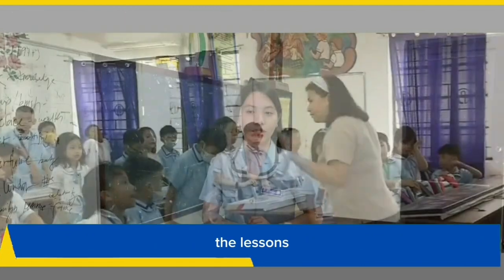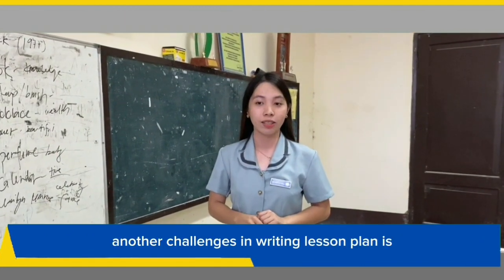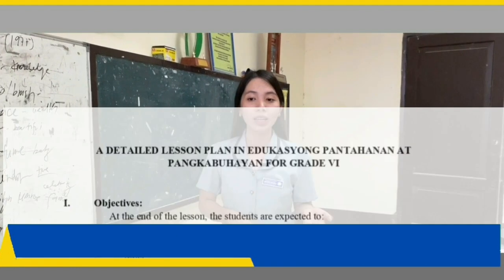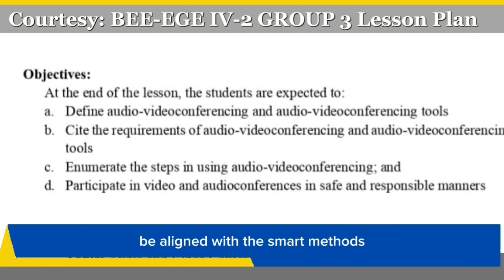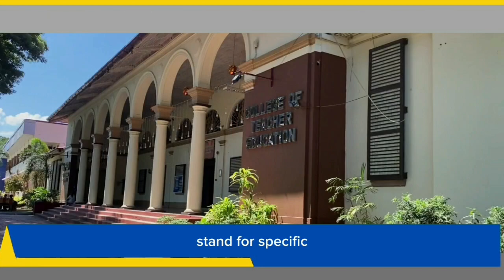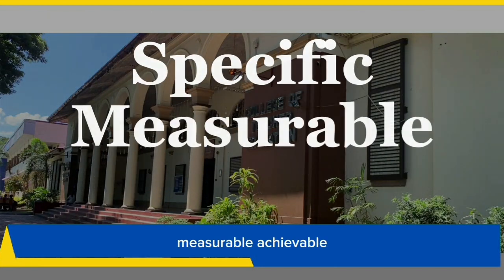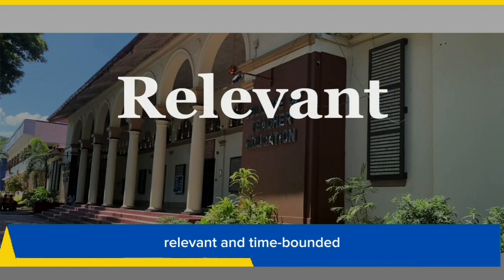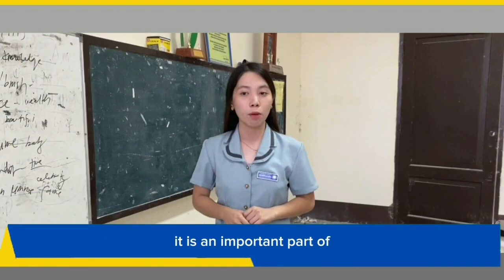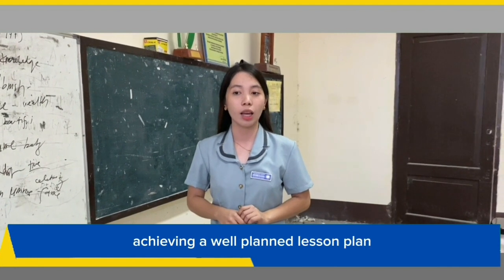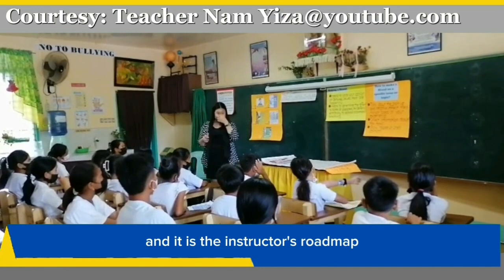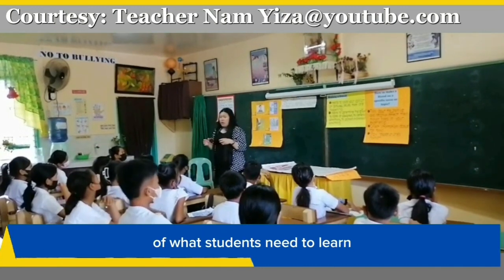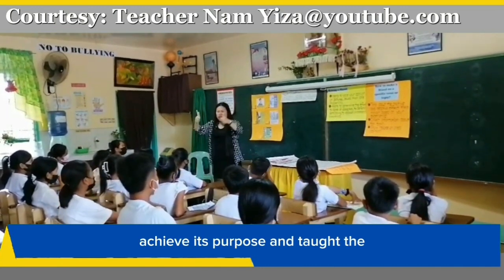Another challenge in writing a lesson plan is formulating learning objectives that must be aligned with the SMART method, which stands for specific, measurable, achievable, relevant, and time-bound. It is an important part of achieving a well-planned lesson, and it is the instructor's roadmap of what students need to learn, achieve its purpose, and teach the necessary objective.